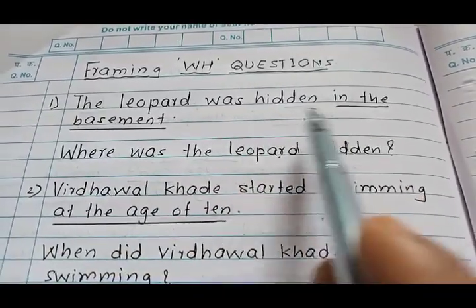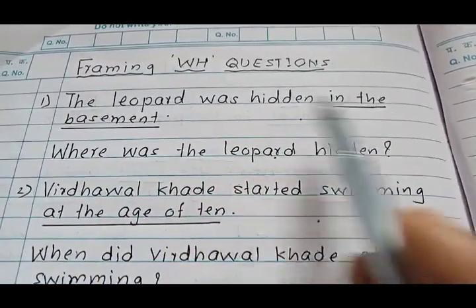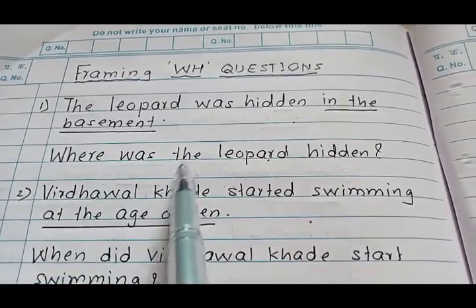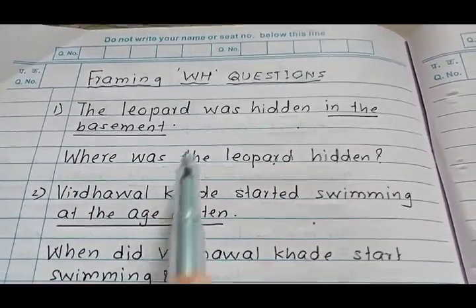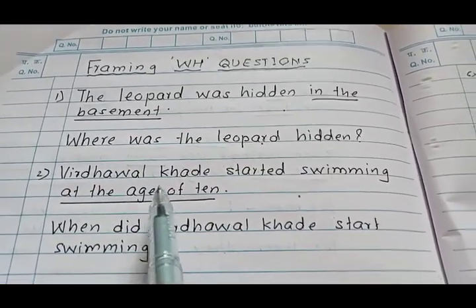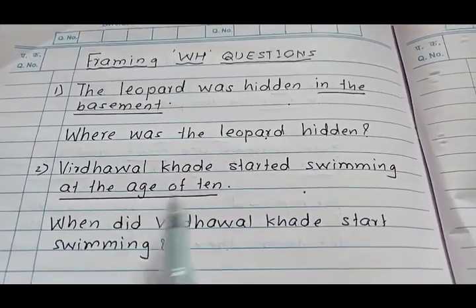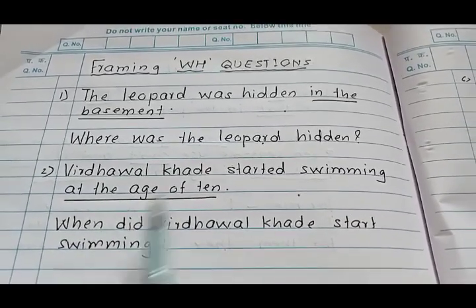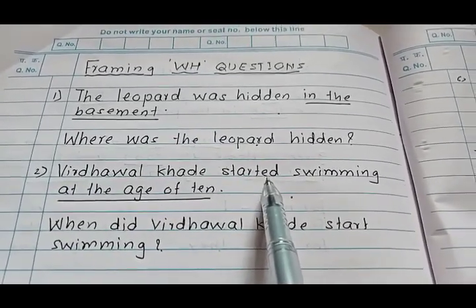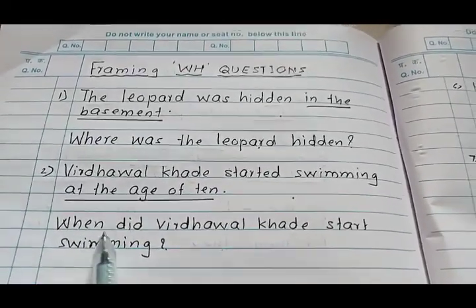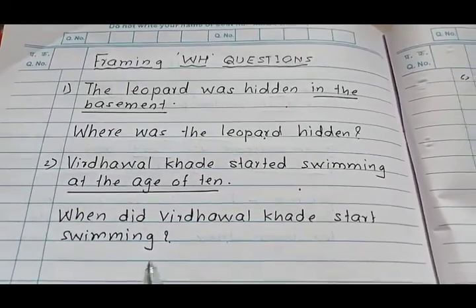Example, framing WH questions. The leopard was hidden in the basement. Here "in the basement" is place, so use "where". Where was the leopard hidden? Second one: Veer the Khade started swimming at the age of 10. Here time means "when". Started is simple past tense, so "did". When did Vedul Khade, main verb "start"? When did Vedul Khade start swimming?